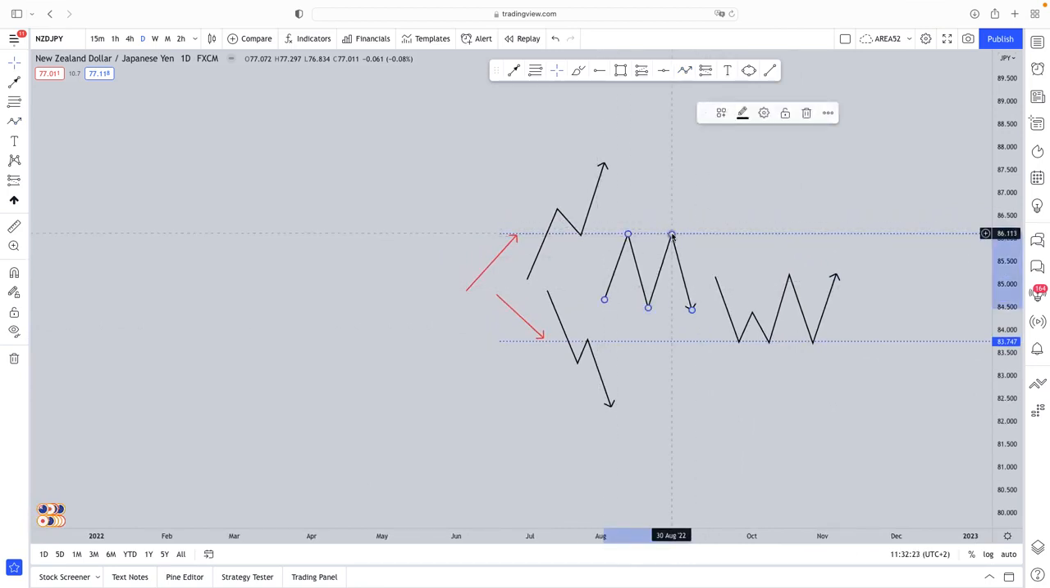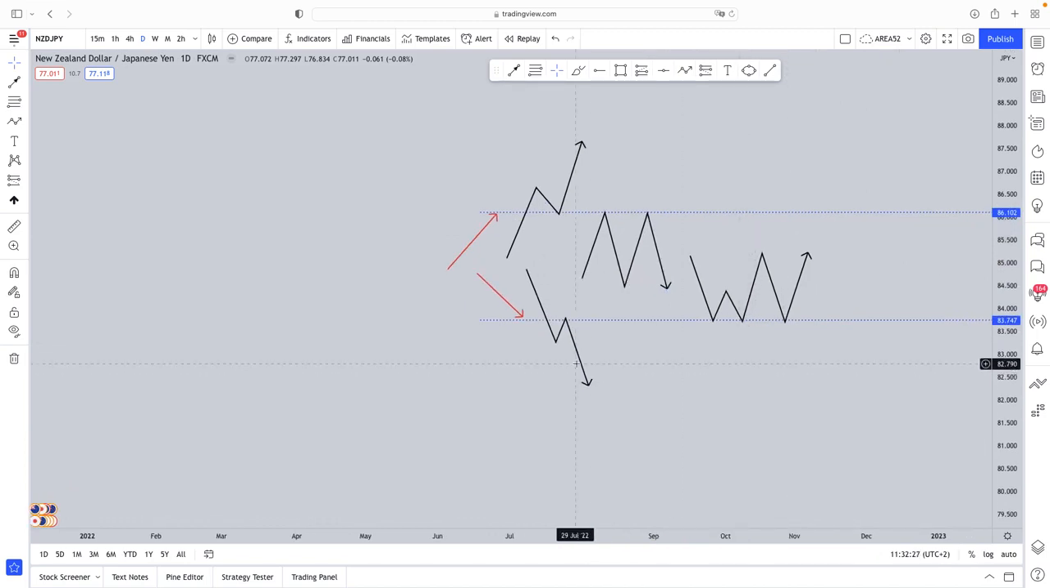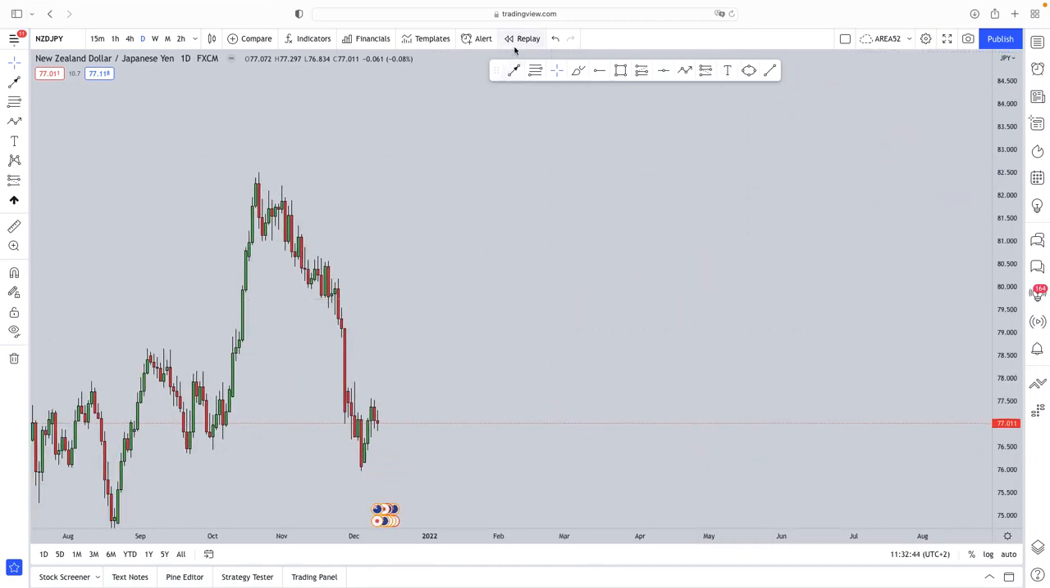Market structure is basically support and resistance in the market, and I'm going to explain to you how you can identify this and how you can utilize and make use of this in the market as well. Remember, the easiest way to understand this: resistance is the ceiling in your house, support is the floor in your house. So that's basically the lowest point. So we're gonna have a look at what we have over here on NZD/JPY.